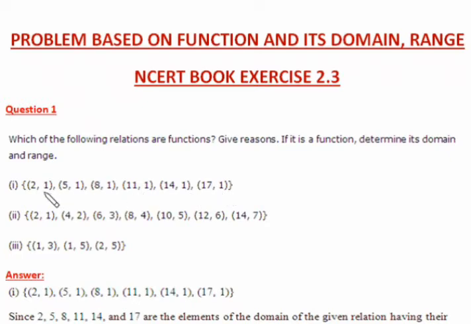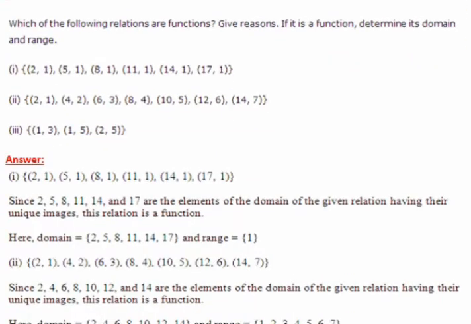Now what is its domain and what is its range? Domain is 2, 5, 8, 11, 14, 17 and its range is 1. Simple. Now in the next question, (2,1), (4,2), (6,3), (8,4), (10,5), (12,6), (14,7). Is it right? 2 to 1, 4 to 2, one-one correspondence is going on, no problem.